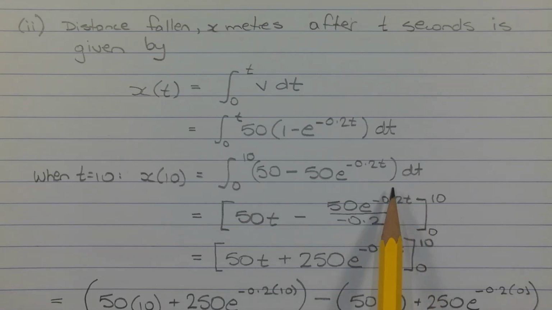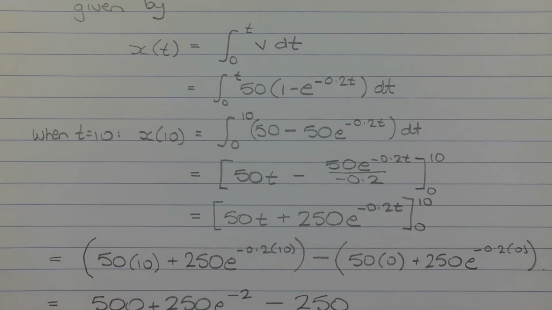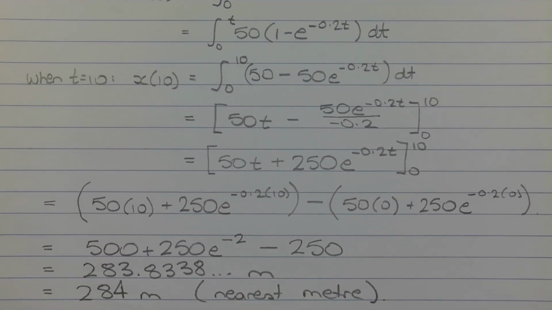We can simplify what's inside the square brackets a little further, especially this fraction term, and that equals [50t plus 250 times e to the power of negative 0.2t] from t equals 0 to t equals 10. Applying the limits of integration, we get (50 times 10 plus 250 times e to the power of negative 0.2 times 10) minus (50 times 0 plus 250 times e to the power of negative 0.2 times 0).